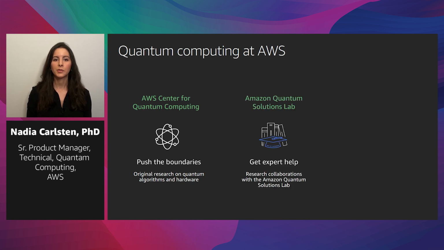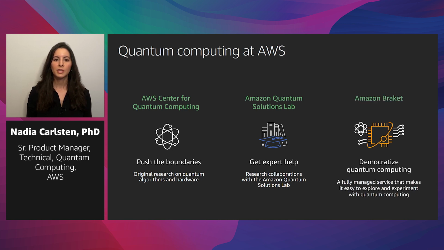Second, we have the Quantum Solutions Lab, which is a professional services program that allows customers to work with Amazon experts in quantum computing, machine learning, and HPC to dive deep into promising near-term applications and use cases, and collaborate with experts on developing new algorithms and approaches. And of course, Amazon Braket is the third element, an AWS service that makes it easy for customers to get access and start working with quantum computers.